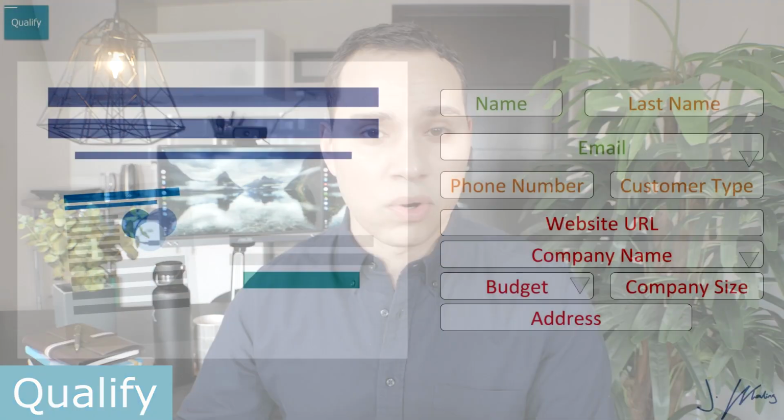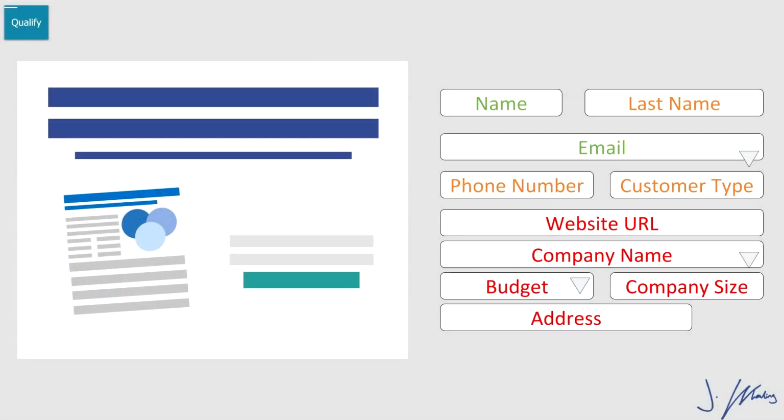Now, when it comes to the information you're asking for, less is more here. You're going to see in a little bit that you can ask all the information you need later on in the process if you need to qualify prospects more. I recommend only asking for the name and email. You can always ask for the other information later on in the process.